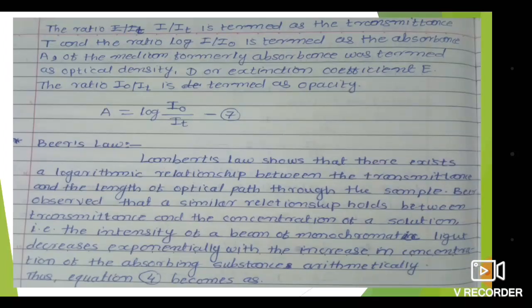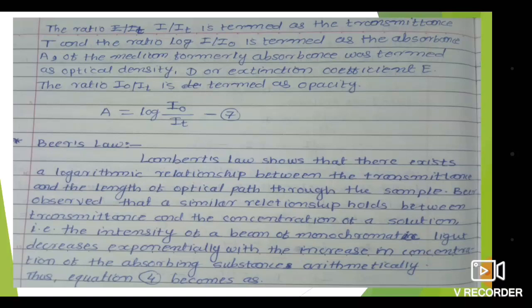Then the ratio IT by I0 is termed as the transmittance T, and the ratio log I0 by IT is termed as the absorbance A of the medium. Formerly, absorbance was termed as optical density D, or extinction coefficient E. The ratio of I0 upon IT is termed as opacity.